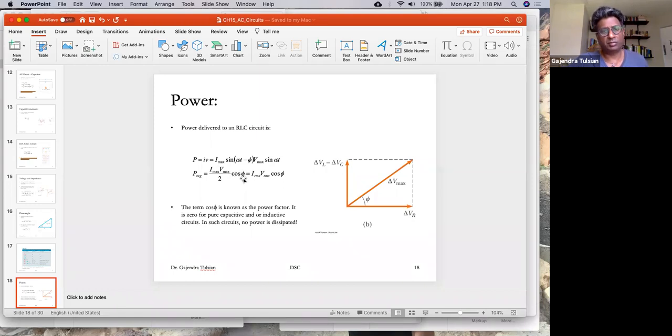So for phi equal to plus or minus 90 degrees, no power is dissipated. If you have a purely capacitive circuit or a purely inductive circuit, no power is dissipated. You couldn't cook on that circuit. For maximum power to be dissipated, phi needs to be 0.